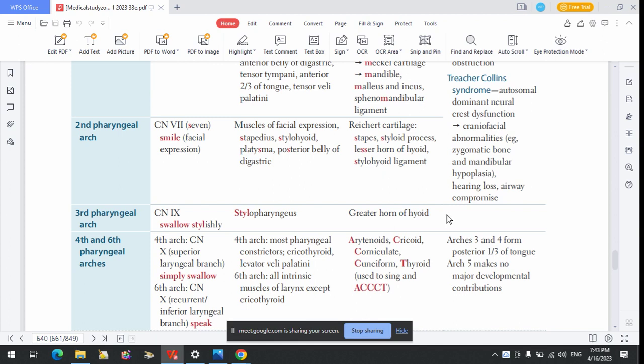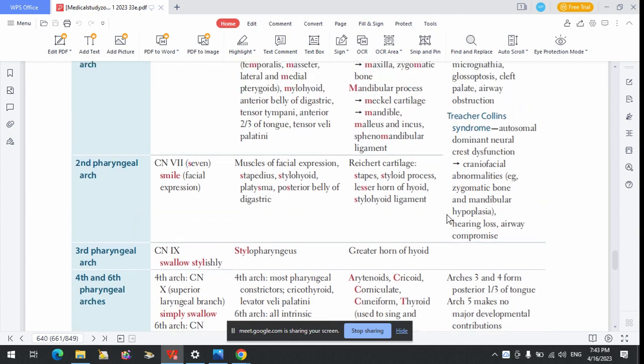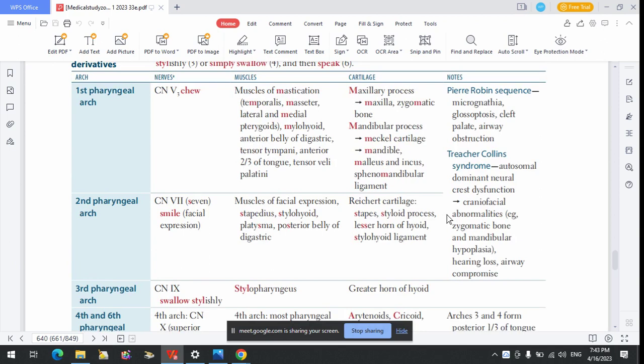Fifth arch forms nothing. I'm sure we'll be able to remember it a little now. I think we are getting close to learning everything. So then let's just note these two problems. The first thing I want you to remember is that almost everything that is in Pierre Robin is in Treacher Collins.